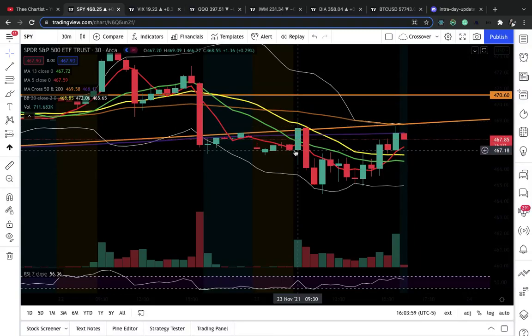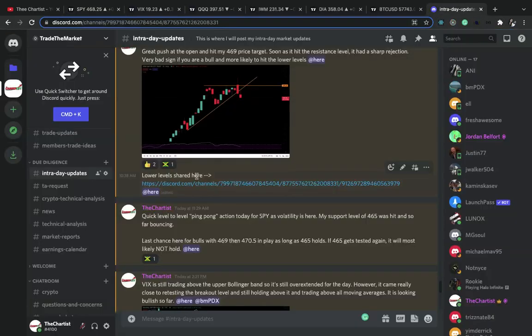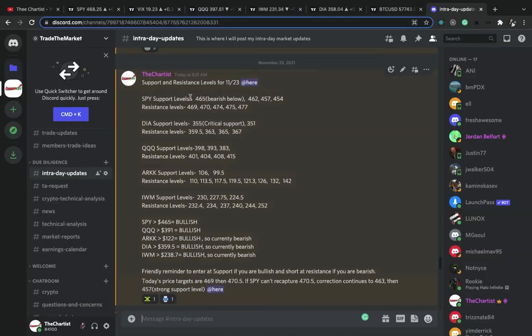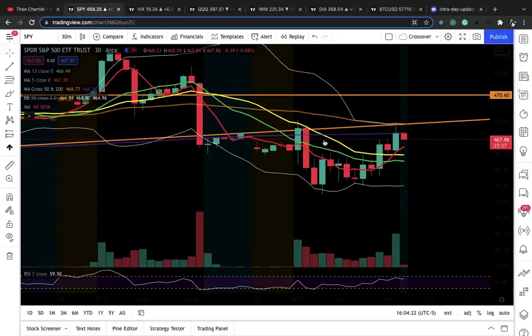All right, beautiful. I also had critical support levels for SPY right here: 465, bearish below. That's a critical support level and it was the equilibrium level for the day. So if you took profit, you took profit at 469. It's also a good level to short from, with 465 being the critical support level. If you entered around 469, like I told you guys yesterday, and rode it down to 465, you should have made some money. We had a nice little fake out right here.